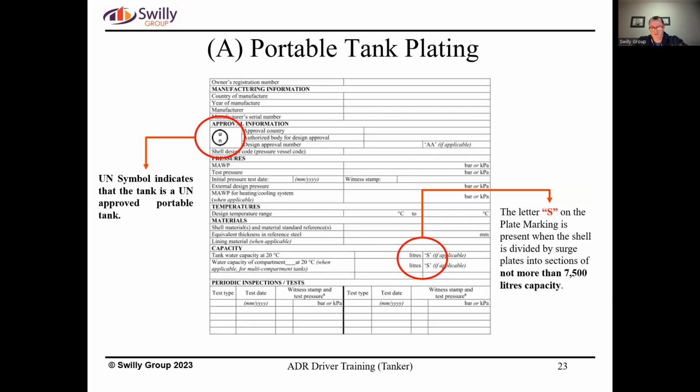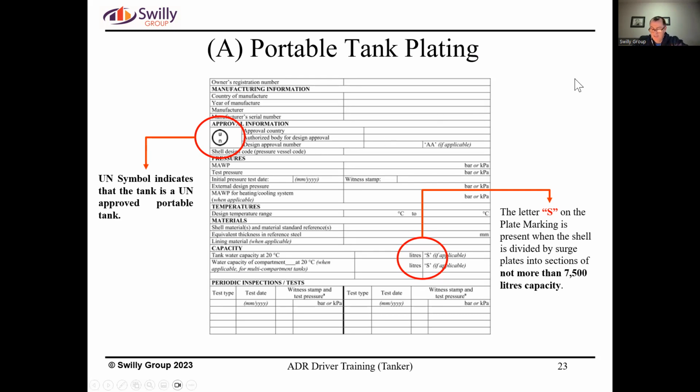The two important things that I want you to remember is if there's a small UN on it, like it's showing up in the top left-hand corner, and there's a red ring around it, okay, that means it's a UN approved portable tank. It's a portable tank, okay. So that's the higher spec tanks. You remember, it's a tank container. If it's a portable tank, it's designed for multimodal journeys.